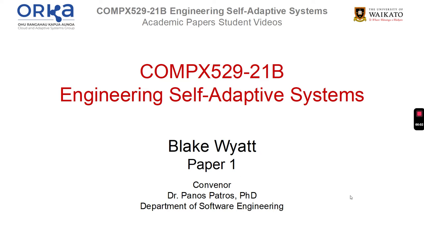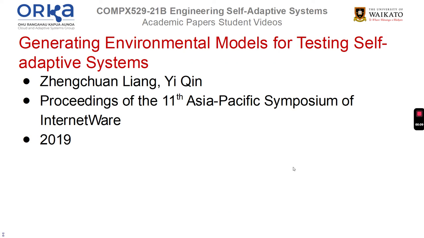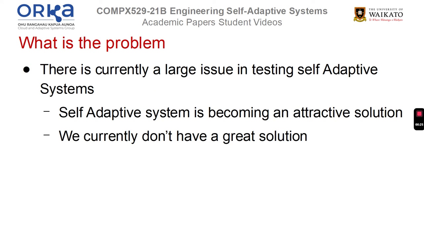This is my first paper analysis for COMPSCI 529-21B, Engineering Self-Adaptive Systems. My name is Blake Wyatt. The name of this paper is Generating Environmental Models for Testing Self-Adaptive Systems. This paper's authors are Zhengchuan, Liang, and Zhengchuan. The paper was presented at the Proceedings of the 11th Asia Pacific Symposium of Internetware in the year 2019.